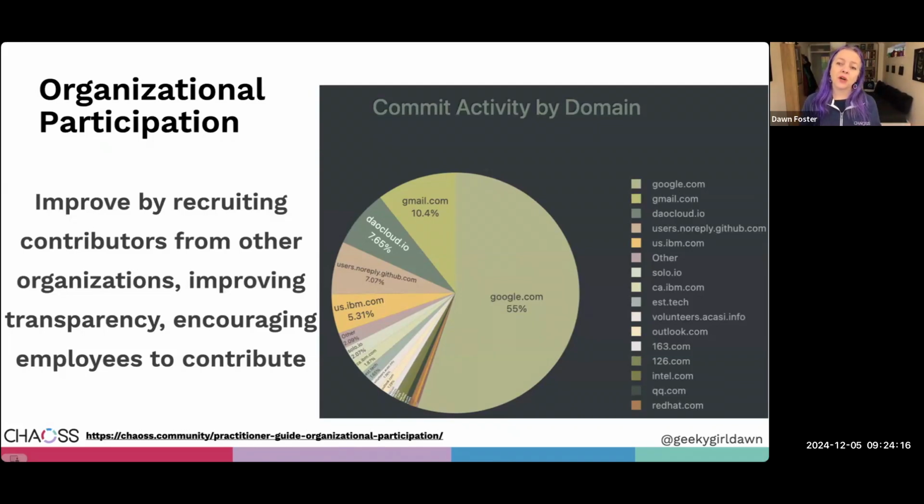Now, if you don't work for that dominant organization, one of the best things you can do is encourage your employees to contribute to the project by actually giving them time during work to make contributions so that you can have a say in that project. And this is all described in more detail in the practitioner guide.